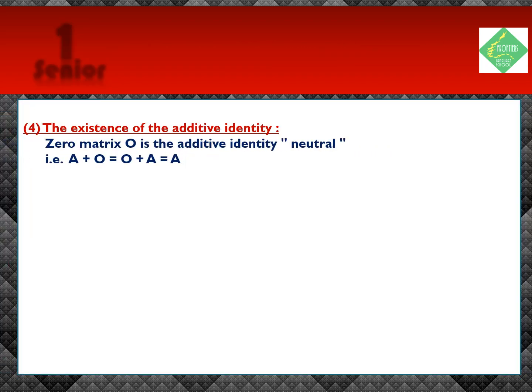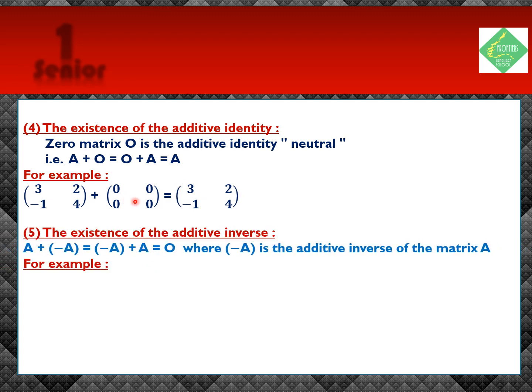The existence of the additive identity, or you can name it additive neutral. If you add 0 to A, it also equals 0 plus A or A plus 0 which is A. When you add 0 you will get the same result.